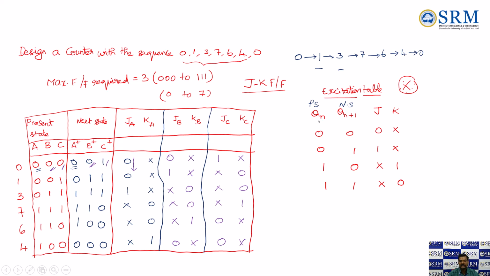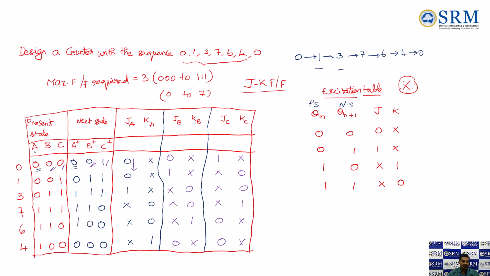Okay. The present state is Qn, and the next state is Qn plus 1. The possible 2-bit combinations are 00, 01, 10 as well as 11. For that, the corresponding inputs are J and K. After arranging this excitation table, you can form the state table. The present state, next state, and then these are the inputs, right?